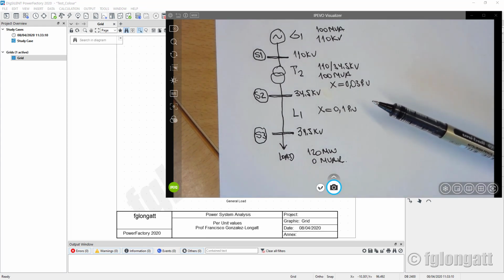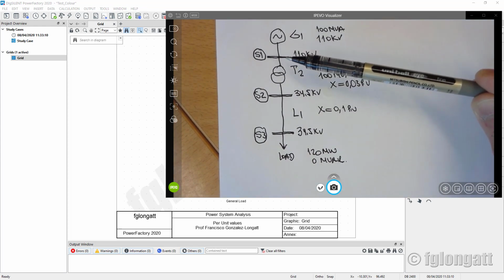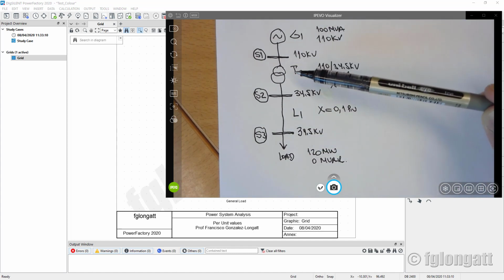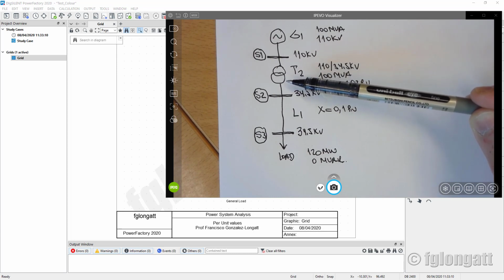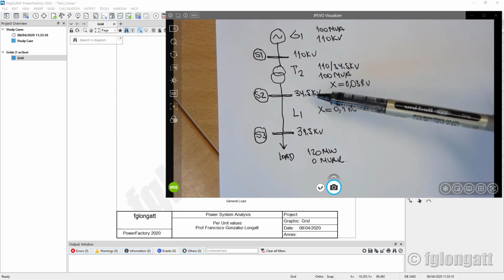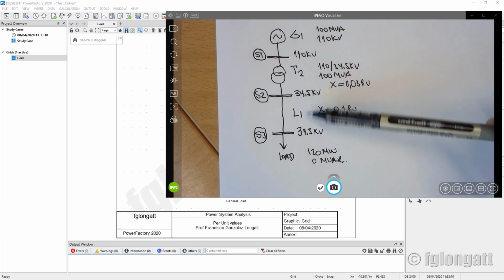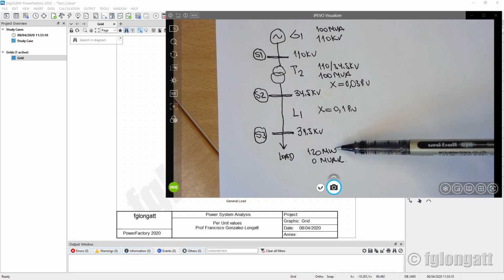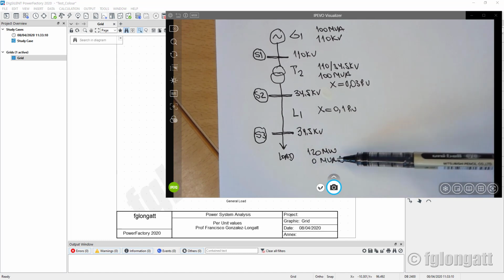Coming back to my explanation here, imagine you have 3 bus bars, S1, S2, S3. You have a synchronous generator, 100 MVA, 110 kV. You have here a 2-winding power transformer. This is a step-down transformer going from 110 to 34.5 kV, 100 MVA. And then we have a transmission line at 34.5 kV, and you know the reactance, in this case the reactance is in per unit. And finally you have a load at S3, station 3, of 120 megawatts, zero reactive power.